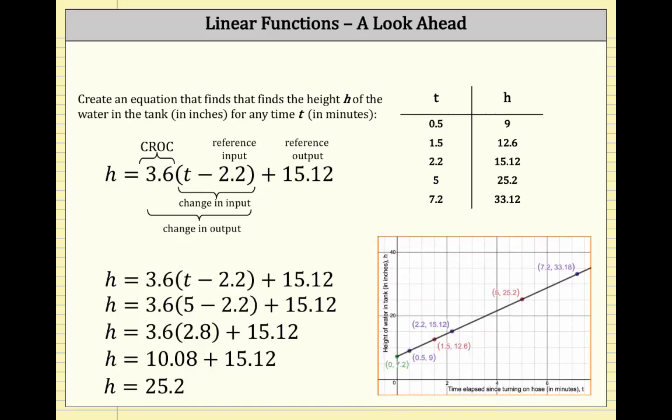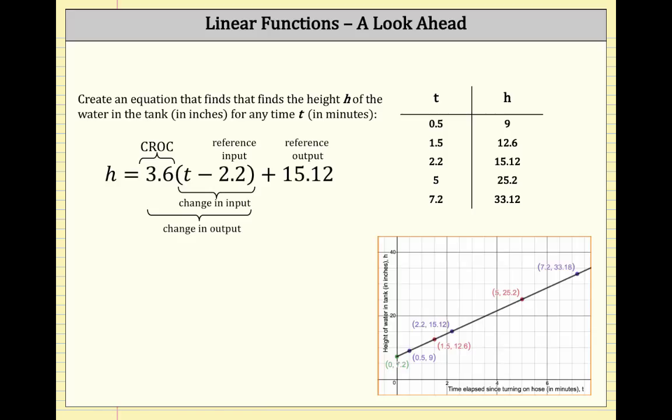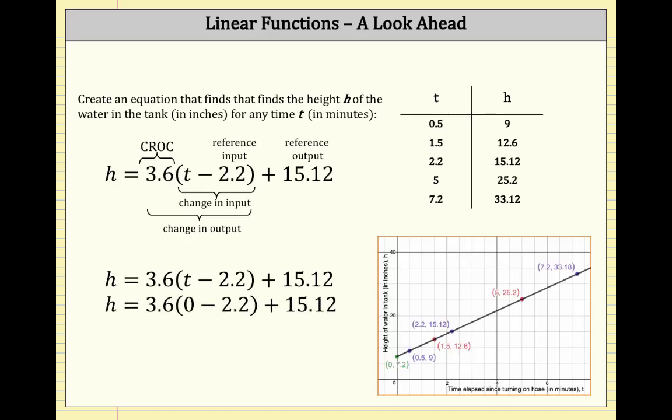And notice that it recreates all the points that you see here. The line passes through them. But we also want to see if (0, 7.2) is also produced by this equation. So let's do that. Okay, so (0, 7.2) represented the initial height of the water in the tank, in other words, when time is 0. So we'll put that in.